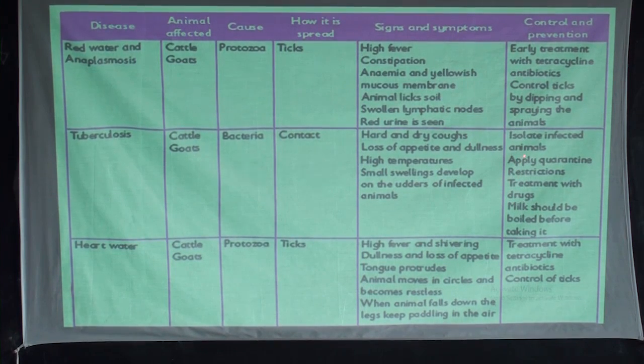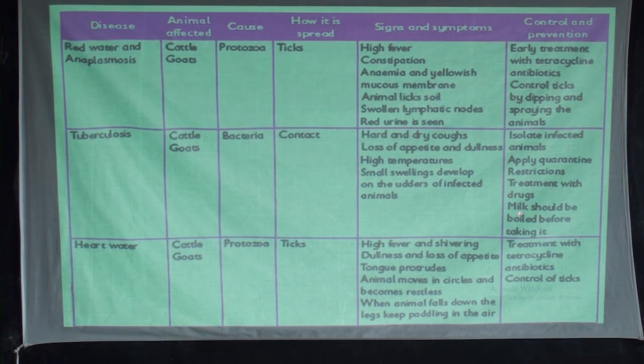So to avoid this or to control this, simply we can say isolate infected animals. So if one of the animals is discovered with these signs, please keep it separate in a different room. That means to quarantine, okay? Or simply apply quarantine restrictions, meaning keep it in a separate room or area that will prevent spread to other animals. Then treatment with drugs also can help treat your animals. And with treating animals, you have to get advice from a veterinary officer, okay? These are specialists in the treatment of animals.